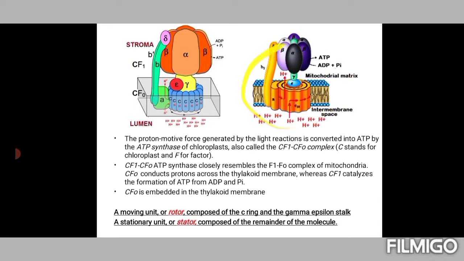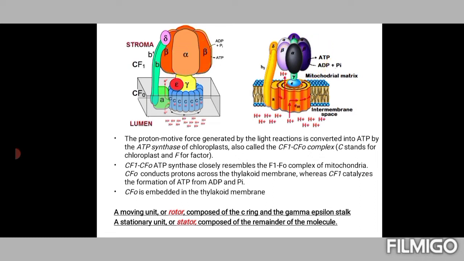We have already explained the structure of the CF1-CFo complex in oxidative phosphorylation, and this CF1-CFo complex is quite similar to it in structure. It has been conserved for billions of years throughout the period of evolution, structurally and functionally. And this is called the CF1-CFo complex because C represents chloroplast, and the structure of the head is similar.